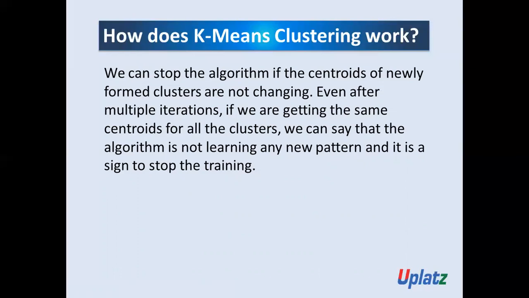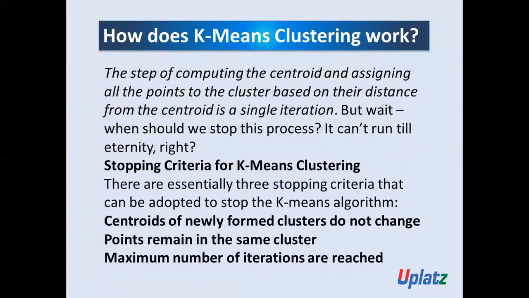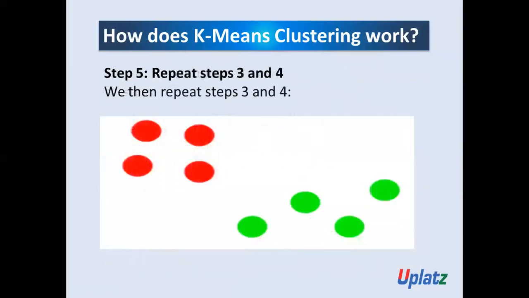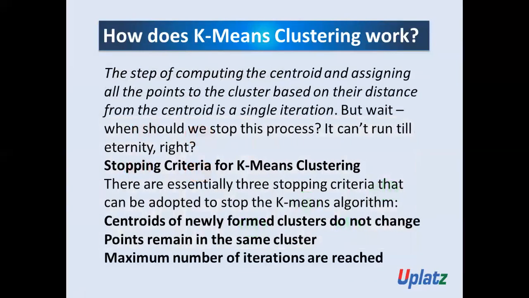Got it? So let's suppose you apply a new cluster on these points, and you find that the clusters are not changing. Here there are 2 clusters, red and green. You can say that the centroids of the newly formed clusters are not changing, the points remain in the same cluster, and the maximum number of iterations is reached. These are the stopping criteria for k-means clustering.